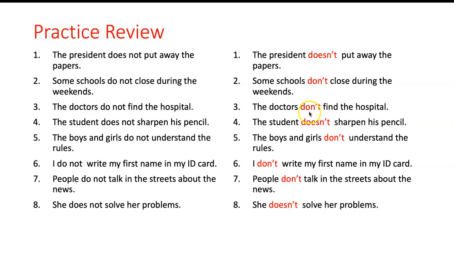The doctors don't find the hospital. The student doesn't sharpen his pencil. The boys and girls don't understand the rules. I don't write my first name in my ID card. People don't talk in the streets about the news. She doesn't solve her problems. Okay? So the same sentences here in full form, but here you use contraction. Okay.